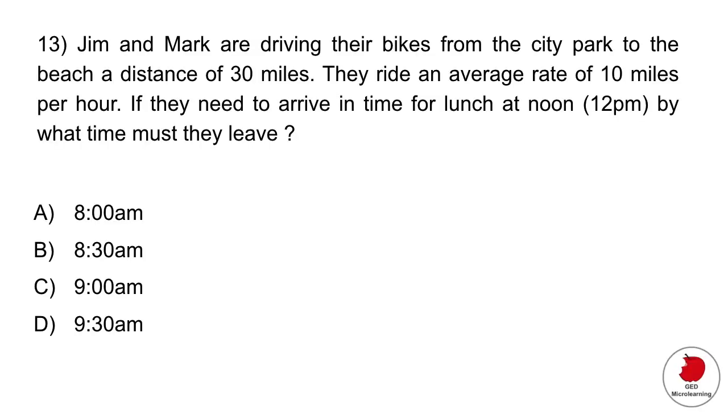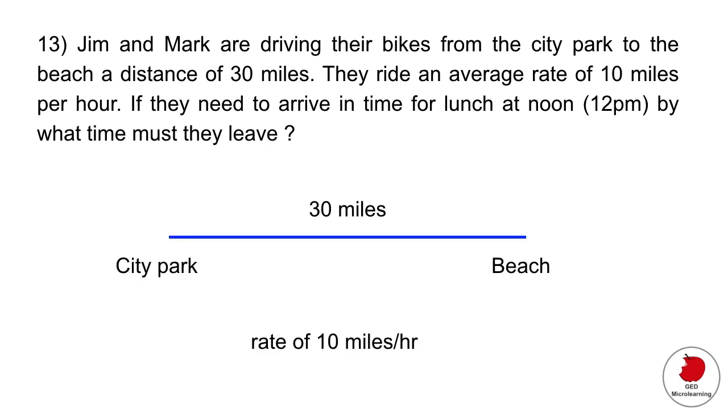All right, question 13. So this is a distance question. So it says Jim and Mark are driving their bikes from the city park to the beach, a distance of 30 miles. They ride at an average rate of 10 miles per hour. If they need to arrive in time for lunch at noon, by what time must they leave? Okay, so this is basically what they're doing. They're moving from point A to point B, 30 miles apart at a rate of 10 miles per hour.